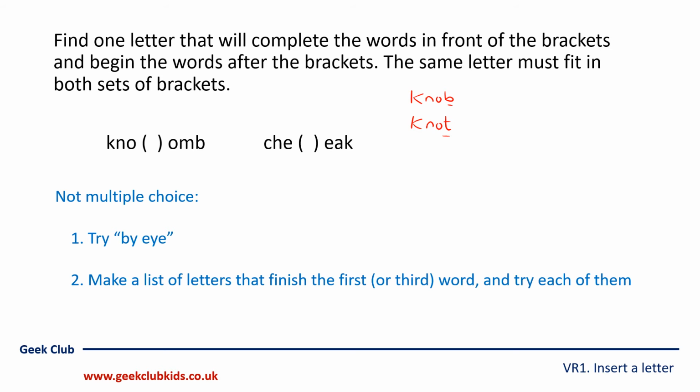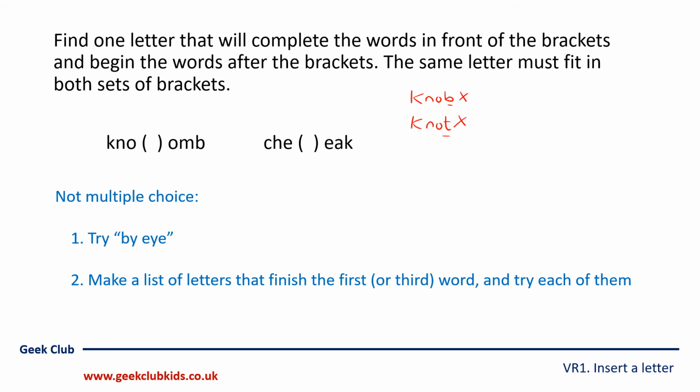Okay, so knob and bomb, those are both words, cheb and beak. Well, beak's a word, but cheb, that's not a word, so B can't be correct. Let's try the next one, T. Not and tomb, chet and teak. I'm not convinced that chet is a word, but now I'm a bit stuck because the only letters I could think of don't work. So what do you do in this case?